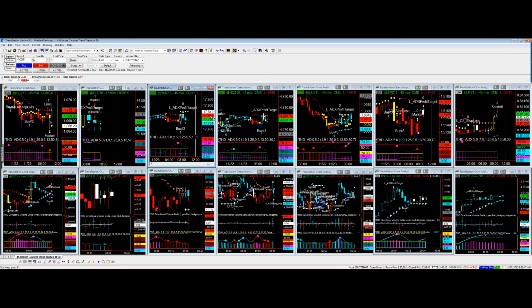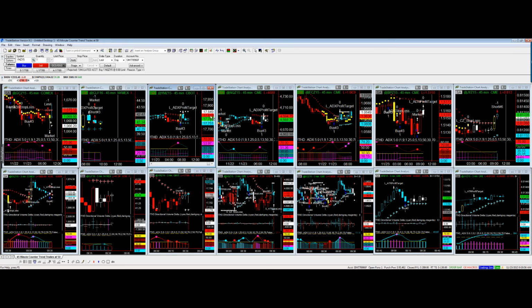The trade setup comes in on the 45. We confirm it with the 3-minute. If the 3-minute doesn't confirm it, we don't take it. If we see a trade on the 3-minute that is not confirmed on the 45-minute, you don't touch the trade.